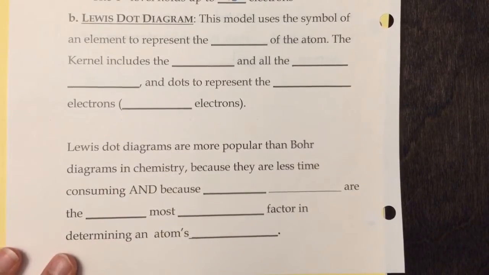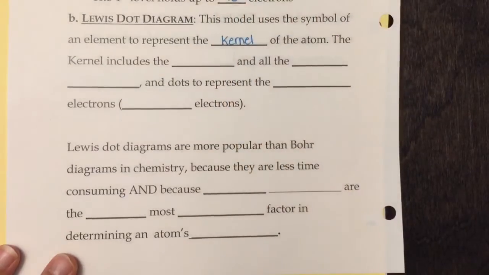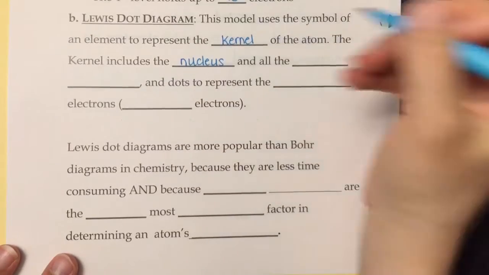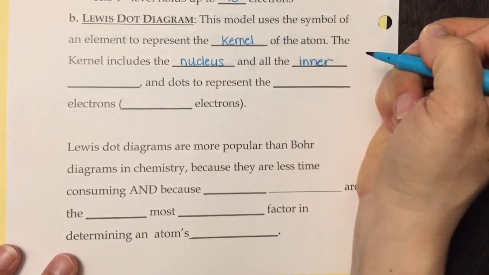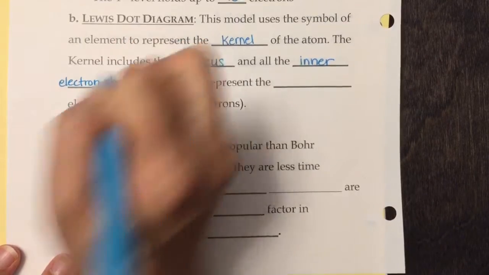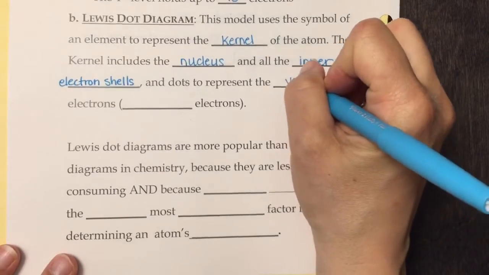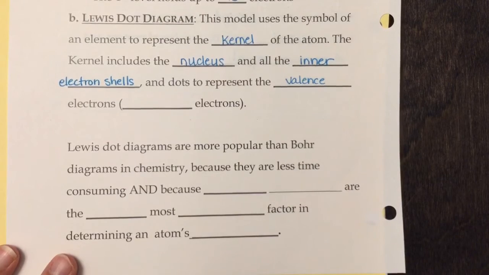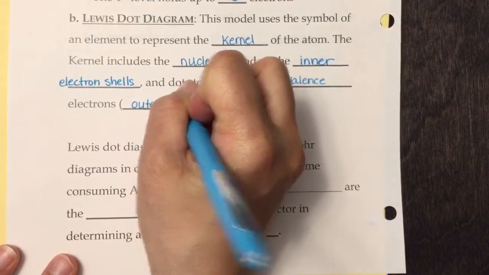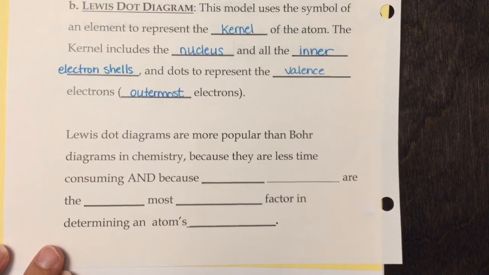Let's talk briefly about what the Lewis dot diagram is about. In the Lewis dot diagram, this model uses the symbol of an element to represent the kernel, like popcorn kernel, of the atom. The kernel includes the nucleus and all the inner electron shells, everything except for the very outer shell. And it uses dots to represent the valence electrons. Do you remember what valence electrons are? The outermost electrons. Right on.